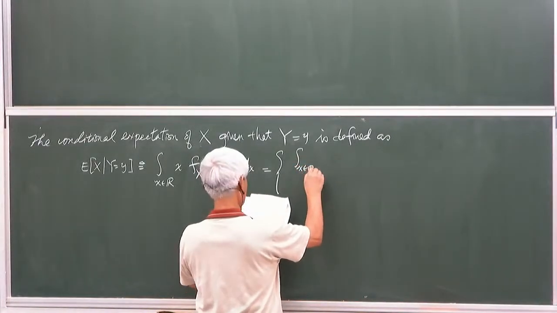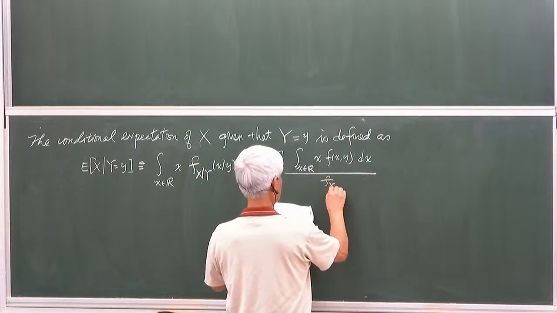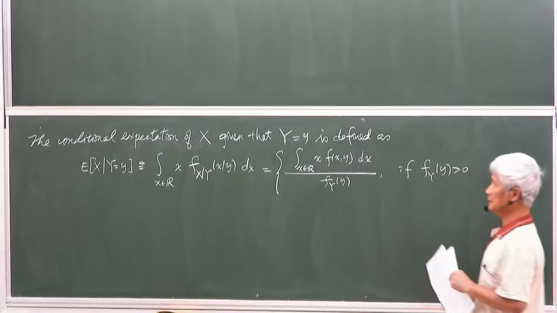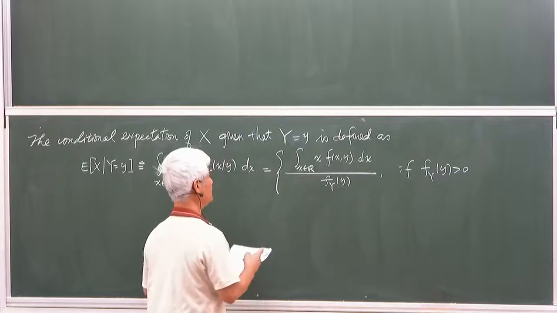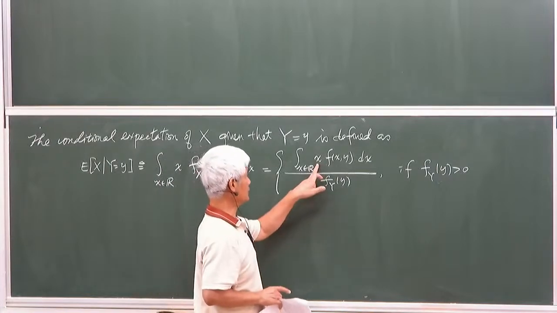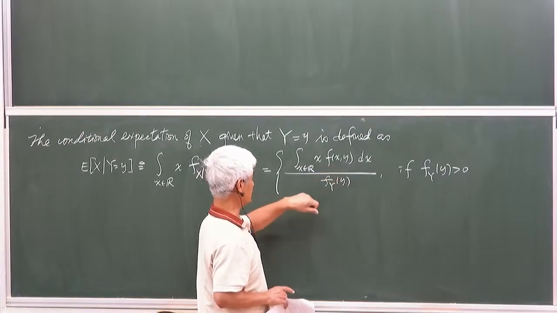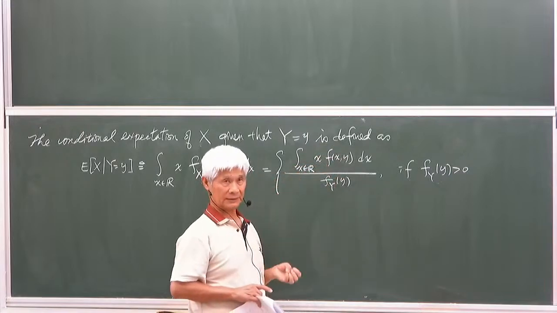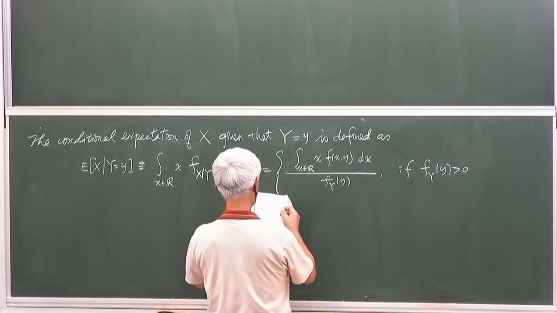The first formula is the ratio: if the marginal PDF of random variable y at little y is positive, then this integral is actually this formula. The numerator is the integral of x times the joint PDF f(x, y). Okay, but here little y is fixed, so the integrand is a function of x, and we integrate over all x in R.